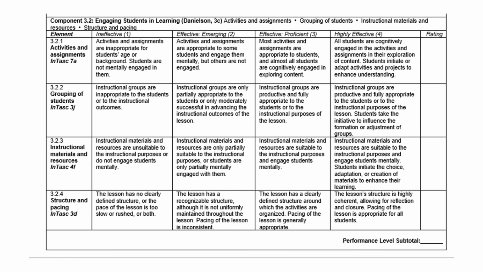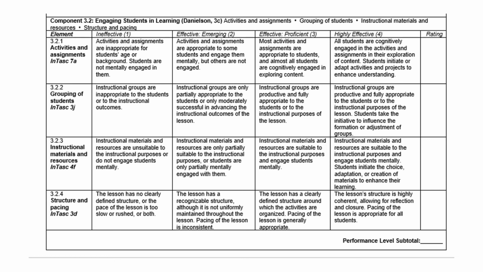All right, I'm going to show you a little bit more. So this is the next part of domain 3. The next component, again on the left, notice structure and pacing. So let's look at what it says for the 3. The lesson has a clearly defined structure around which the activities are organized. Pacing of the lesson is generally appropriate. If that would have been a real lesson, this would have been at least a 3 level. Possibly even a 4, maybe, but definitely a 3 level.